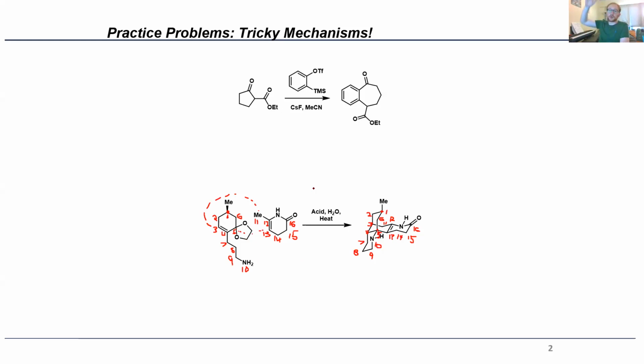So those are all the things I'm thinking about when looking at this problem. And now that I know what all the bonds I have to make are, I can get a good sense of what reaction needs to happen. And so let's start with this left fragment.